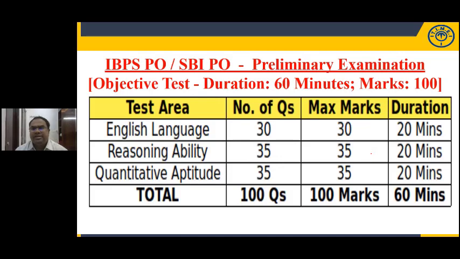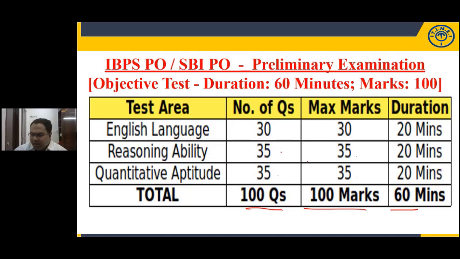This is your prelim exam pattern. English 30 questions, 30 marks, 20 minutes. Reasoning 35 questions, 35 marks, 20 minutes. Quant 35 questions, 35 marks, 20 minutes. Total 100 questions, 100 marks, 60 minutes.